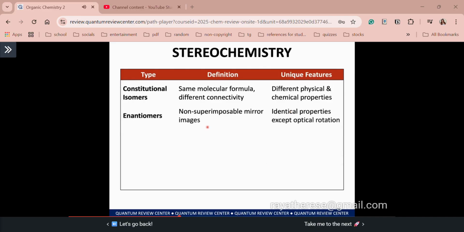Next, enantiomers, very fresh: non-superimposable mirror images of each other. For unique features, they have identical physical properties except for their capability to rotate plane polarized light, or their optical rotation capability. Next, again, this one, they only differ in one stereogenic center. Diba? Sir, I know that eh.